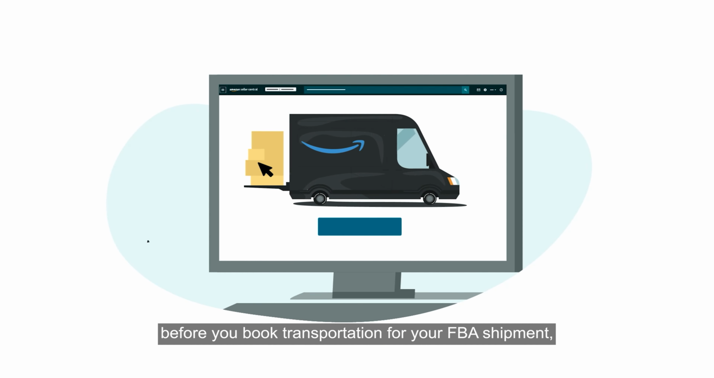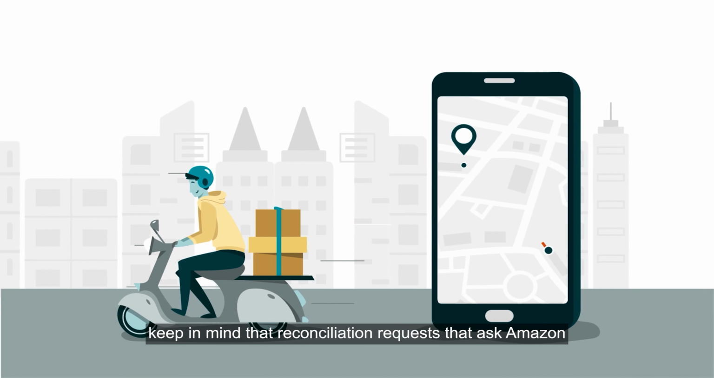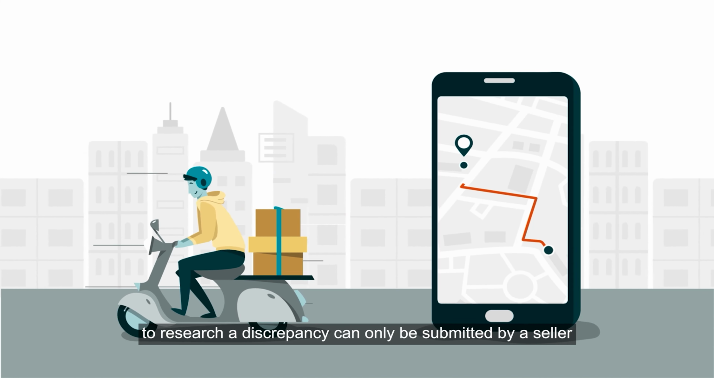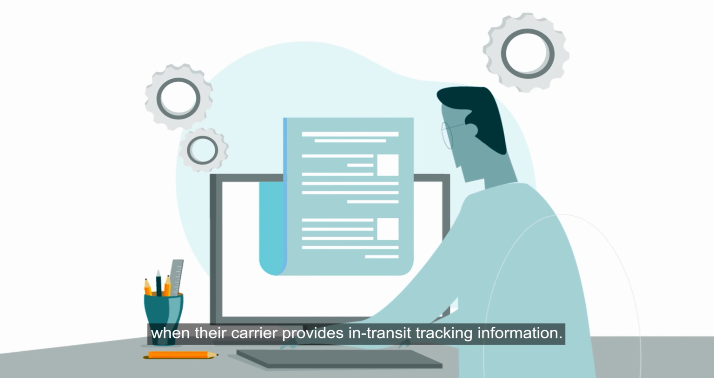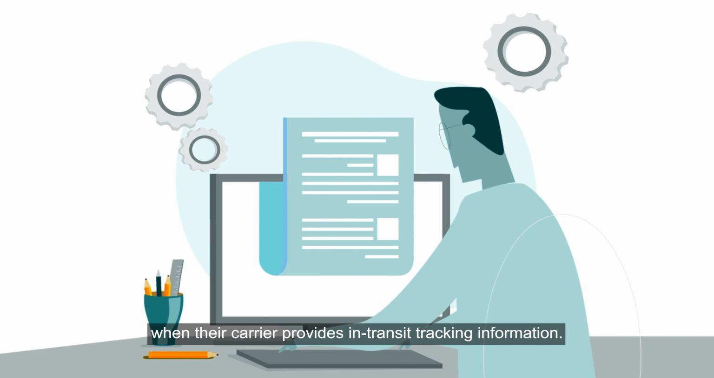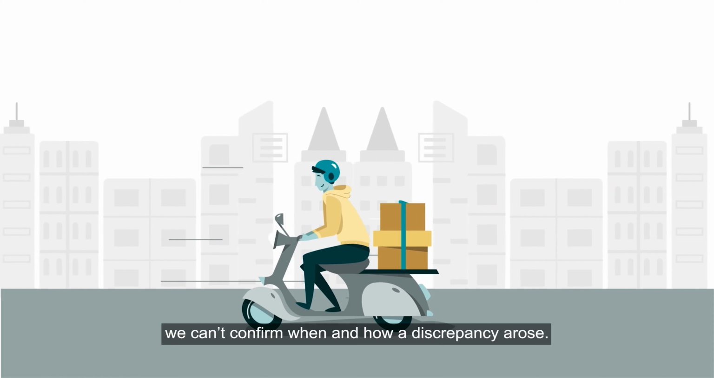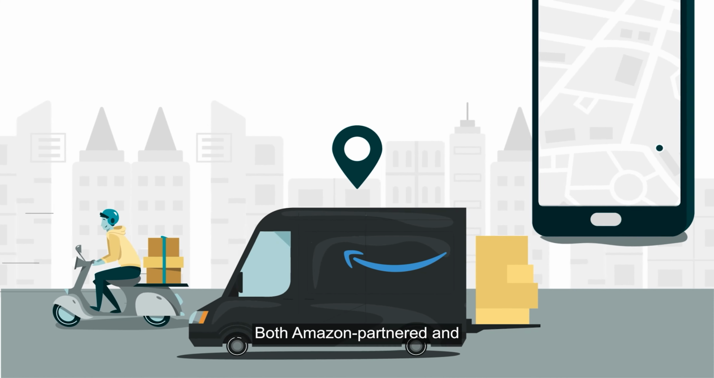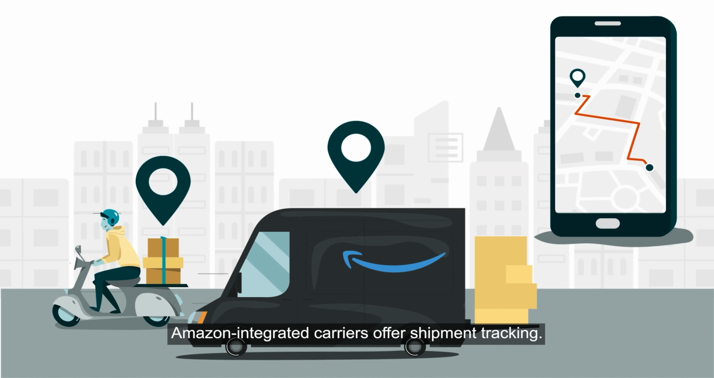Finally, before you book transportation for your FBA shipment, keep in mind that reconciliation requests that ask Amazon to research a discrepancy can only be submitted by a seller when their carrier provides in-transit tracking information. Without that information, we can't confirm when and how a discrepancy arose. Both Amazon partnered and Amazon integrated carriers offer shipment tracking.